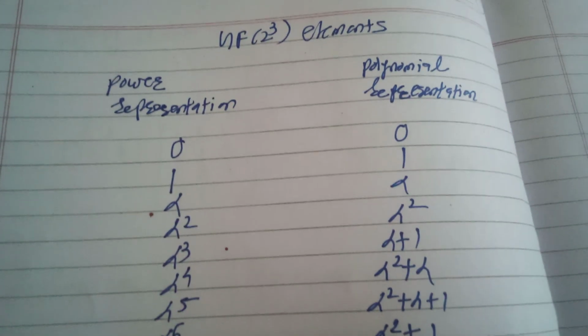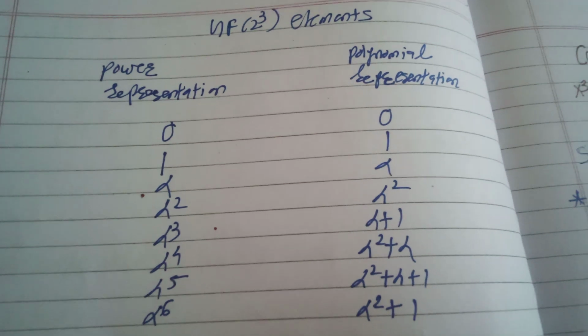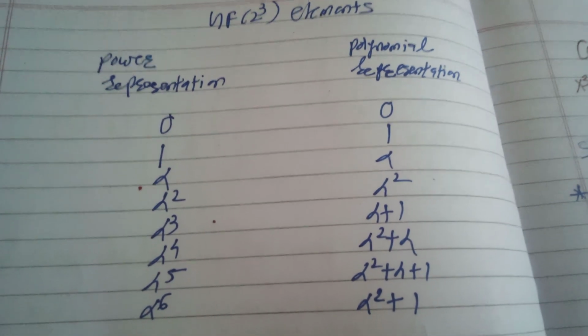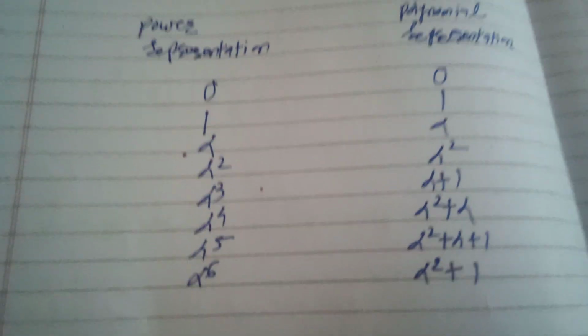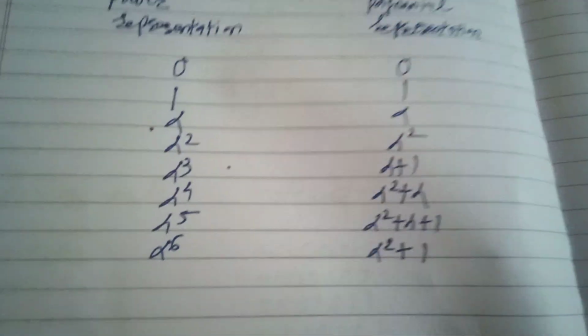These are the elements of Galois field 8. So we have constructed the extension field 2 raised to 3, that is Galois field 8, with the help of the primitive polynomial x^3 + x + 1. And this is the power representation, and this is the polynomial representation.